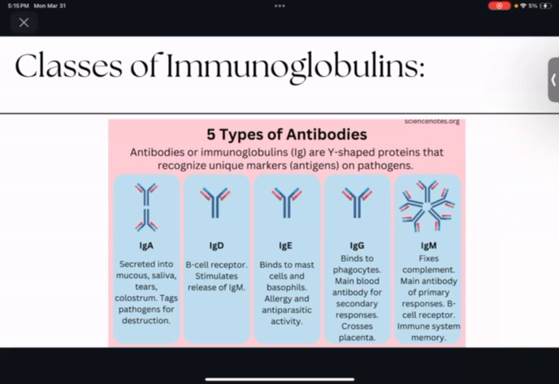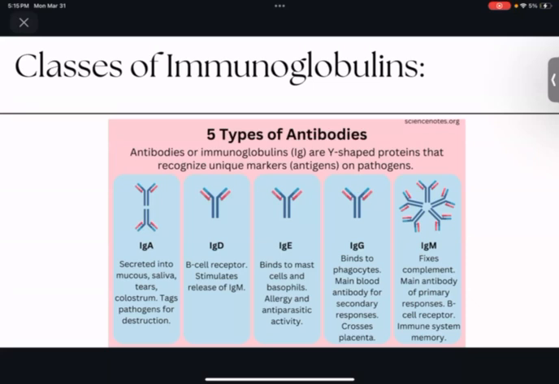Classes of immunoglobulins. There are 5 types of antibodies or immunoglobulins. They are Y-shaped proteins that recognize unique markers or antigens on pathogens. IgA is found in mucosal secretions such as saliva, tears, and breast milk, and it protects mucosal surfaces. IgD is found on naive B cell surfaces and might play a role in B cell activation. IgE binds to mast cells and basophils, triggers allergic responses, and protects against helminths.